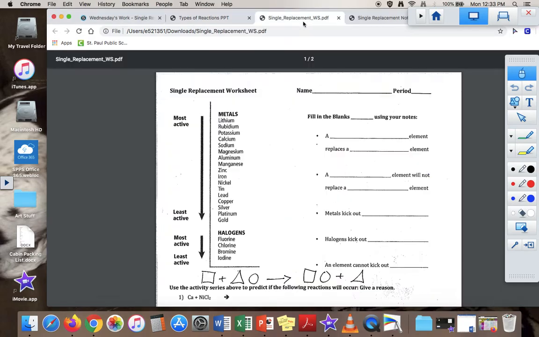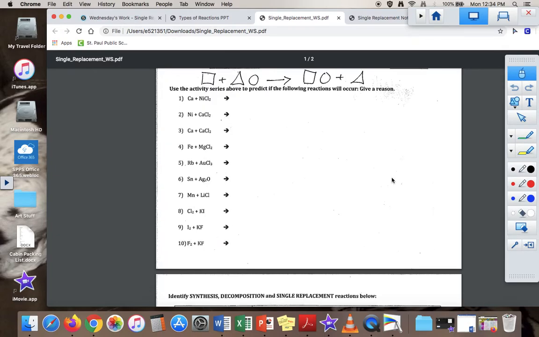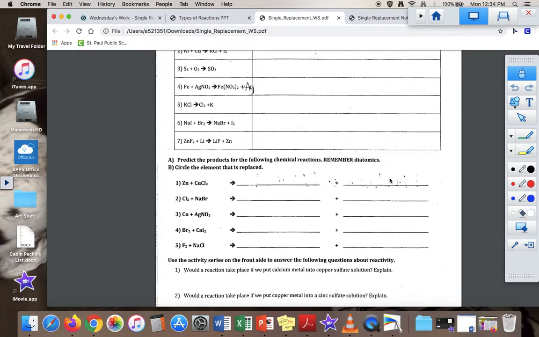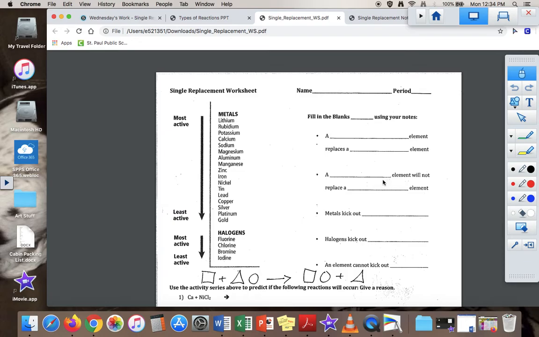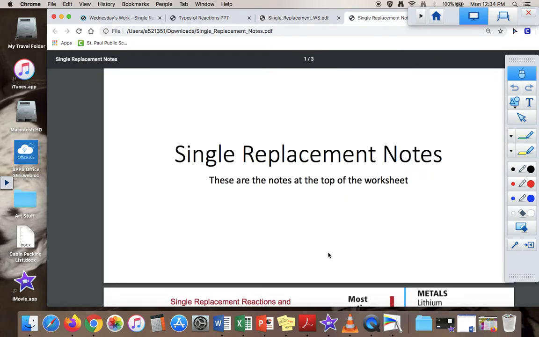So if we look at the single replacement worksheet, you're going to notice at the top of the worksheet there's a bunch of fill in the blanks. Those fill in the blanks are going to come from the single replacement notes, which I'm going to go over right now. And then at the bottom, there's some activity series worksheets to do, and then some other things for you to do as well. And we're going to go through that in a few minutes. So let's look at these single replacement notes. Again, these are the notes at the top of the worksheet.